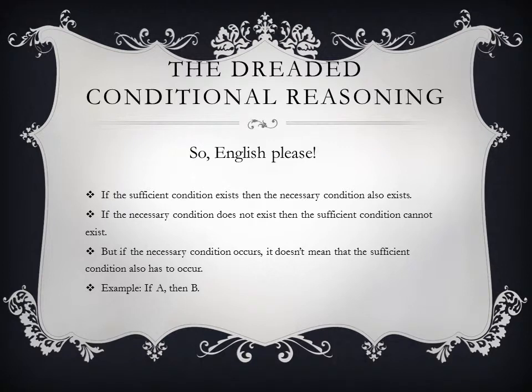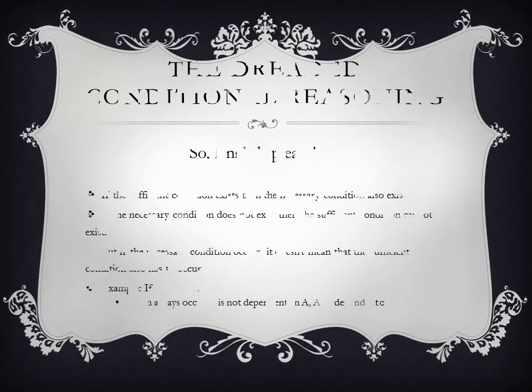And here I have an example. If A, then B, and we see B can always occur. B is not dependent on A, but A is dependent on B.